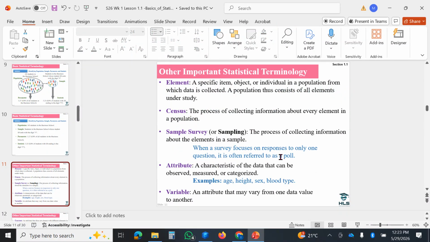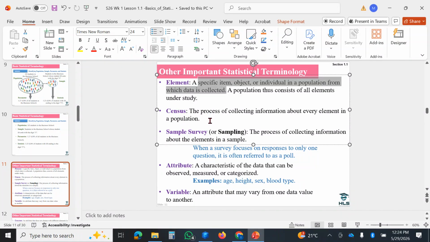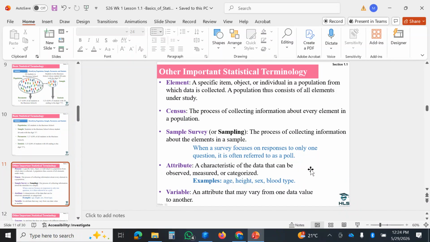Other important statistical terminology: an element, a specific item, object, or individual in a population from which data is collected. A population thus consists of all elements of study. That is what we call an element. Census, the process of collecting information about every element in a population. Sample survey or sampling, the process of collecting information about the elements in a sample.